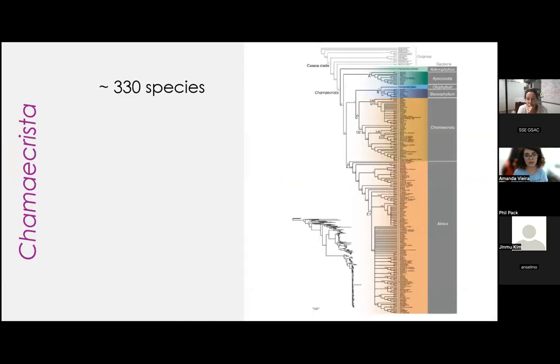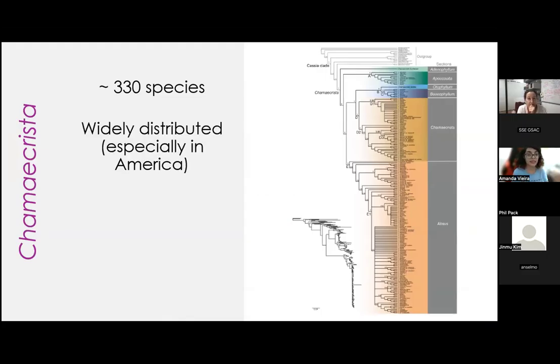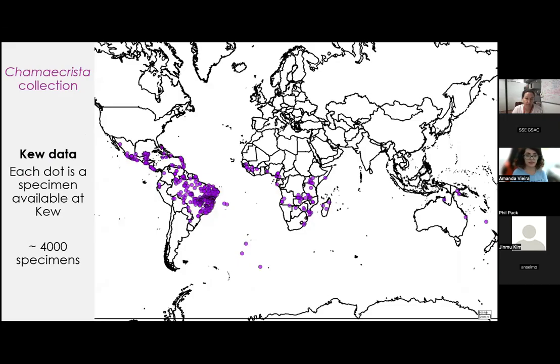And why Chamaecrista? Chamaecrista is a genus with 330 species. They are widely distributed, mainly in America. This is the Chamaecrista distribution in Kew Gardens. Kew has almost 4,000 specimens, and each dot here represents a specimen available at Kew. They also represent the distribution of Chamaecrista across the globe. We don't have Chamaecrista in Europe or in Asia, but we have Chamaecrista in the Americas, Africa, and Australia.